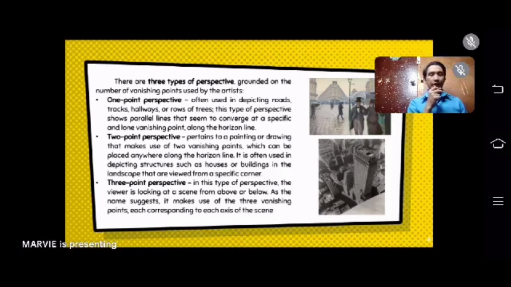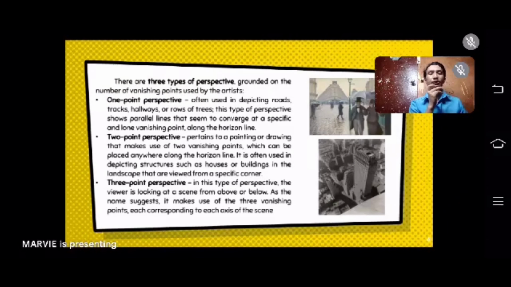Yung two-point perspective naman, yung nakikita mo siya yung dalawang sides niya. Tapos 3D siya, tapos detailed. And last is three-point perspective. In this type of perspective, the viewer is looking at the scene from above or below. Sample na ito is bird's eye view tsaka ant's eye view.